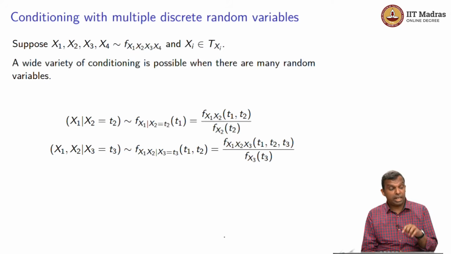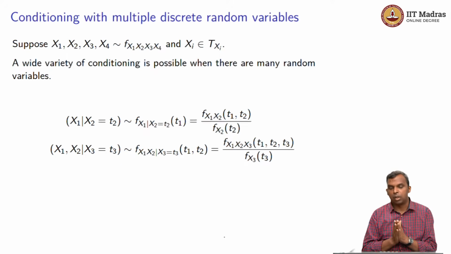So I can think of X1, X2 given X3 equals t3 as a joint distribution of X1 and X2 conditional on X3 being t3. It's maybe a bit confusing, but the idea is very similar to the conditioning of X1 with X2, and the formula is also very similar. It's the same principle: joint by marginal. So what is the joint? I have f of X1, X2 given X3 equals t3, evaluated at t1, t2. I simply join everything and put it in the numerator: f of X1, X2, X3 at t1, t2, t3. You divide by whatever you're conditioning on, so f of X3 at t3. Simple enough.